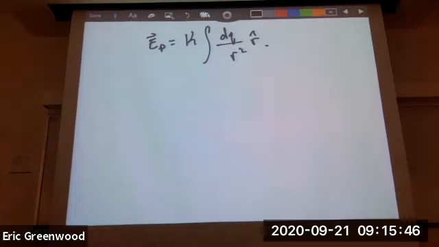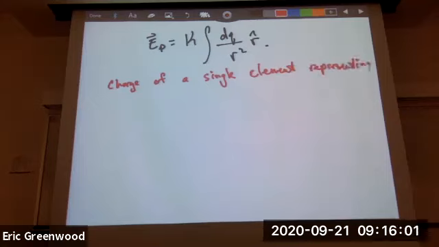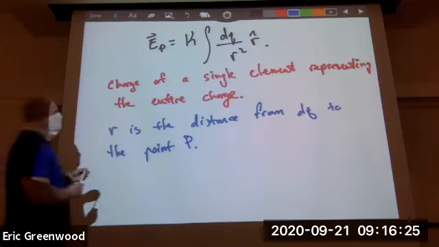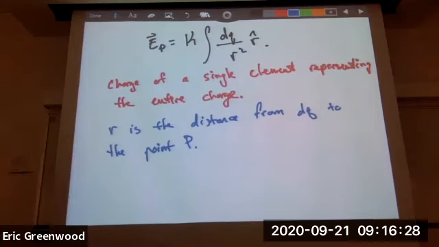So we talked about this before, but what is dq? dq is the charge of a single element representing the entire charge. What is r? r is the distance from dq to the point capital P. So r is the distance from that single charge element that we're looking at to the point of interest, point P.